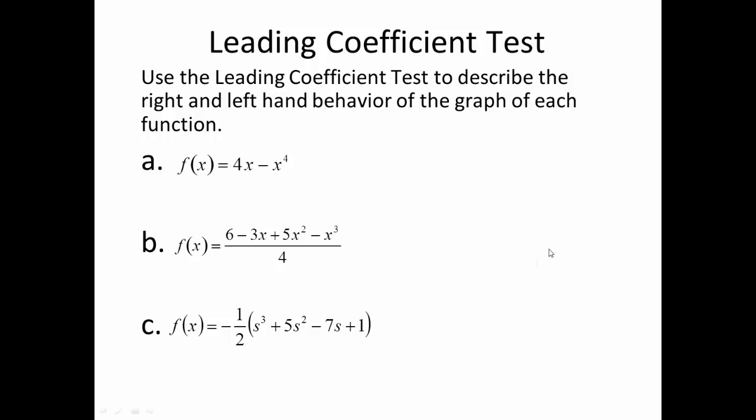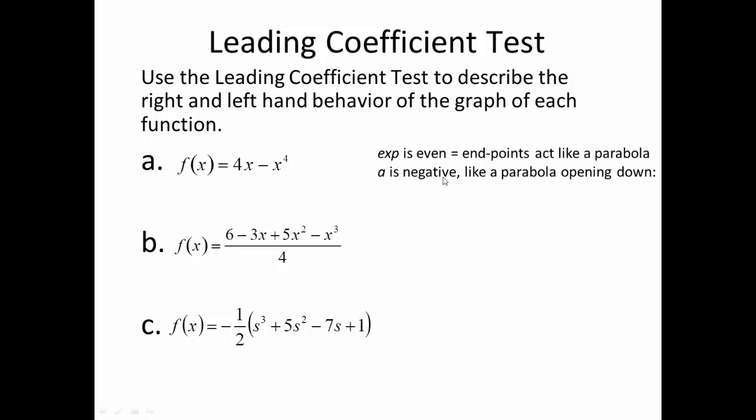Okay, I have a couple more here. What about this one? The leading term is this 4 right here, and the leading coefficient is a negative 1. So the exponent is even, so it acts like a parabola, and the coefficient is negative, so it's going to fall to the left and fall to the right, like a negative parabola.